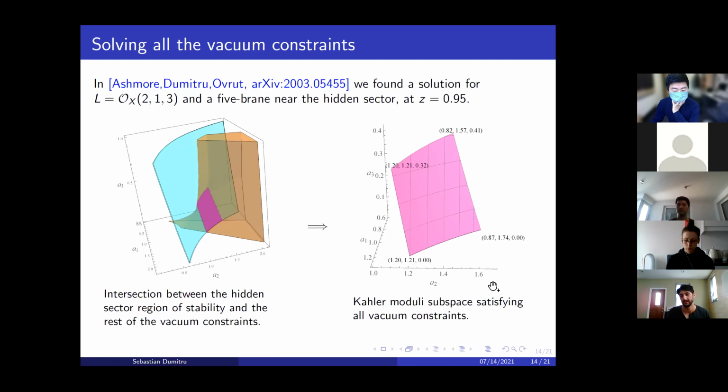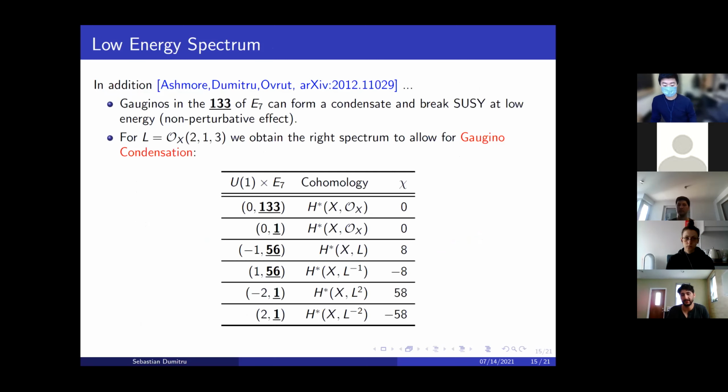And now, having found this hidden sector with this possible solution, I want to discuss some low energy physics you can do with it. The low energy spectrum on the hidden sector, which corresponds to this bundle 2 and 3, which I will use as an example for the rest of this talk, is given here. The matter spectrum sits in the decompositions of the adjoint T8 under U1 cross E7. So we have the gauginos in the 133 decomposition of E7, and we have chiral fields in the 56 representation of E7, and we also have 58 chiral singlets under E7.